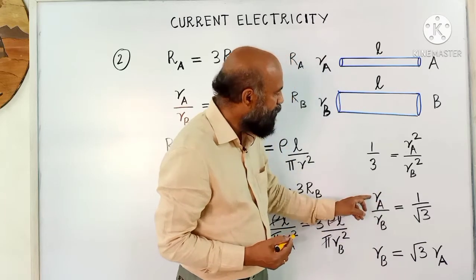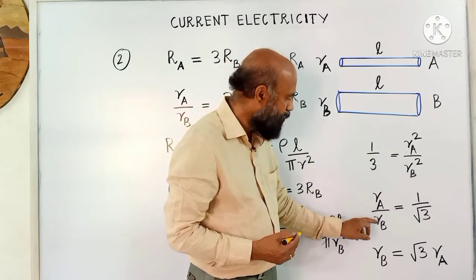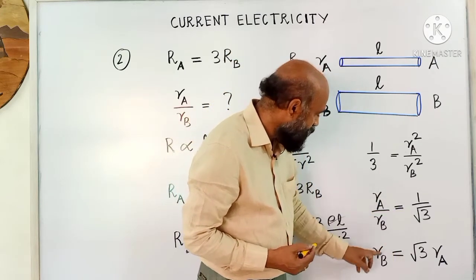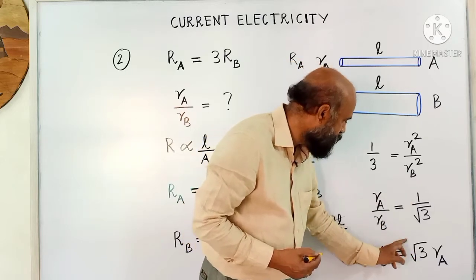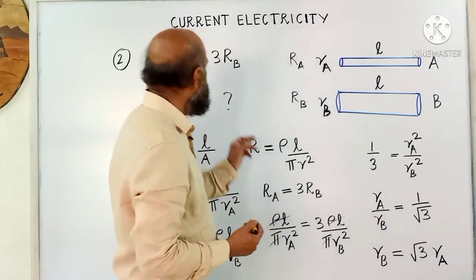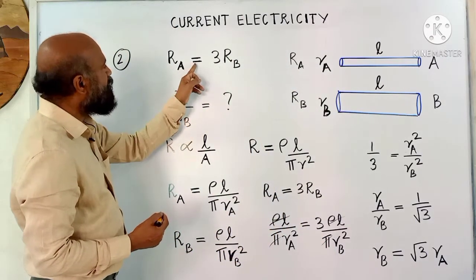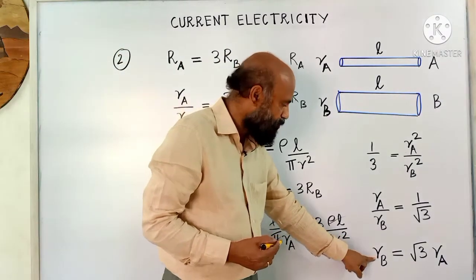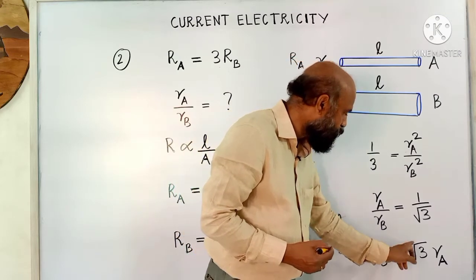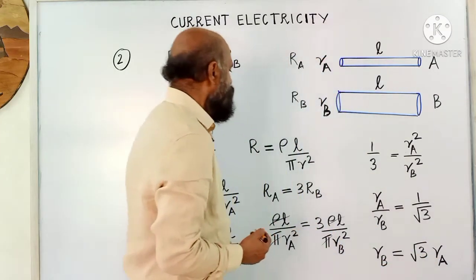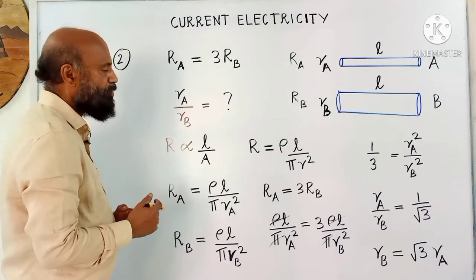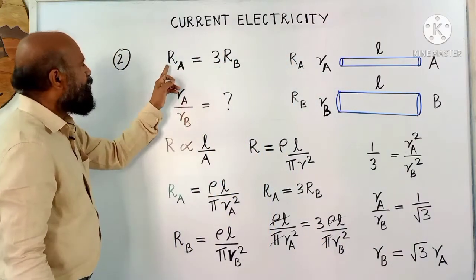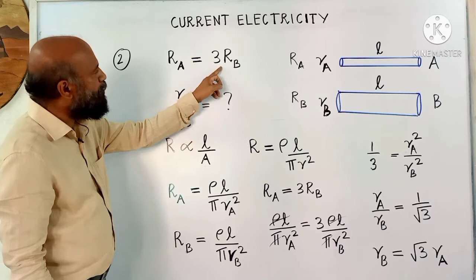So this is the ratio of the radii: ra by rb is equal to 1 by root 3. After rearranging, you can see rb is equal to root 3 ra. Resistance of the first wire RA is 3 times RB. Then radius of the second wire rb is square root of 3 into ra. So for multiple choice questions, you can easily arrive at the answer. The resistance of the first wire is 3 times the resistance of the second wire.